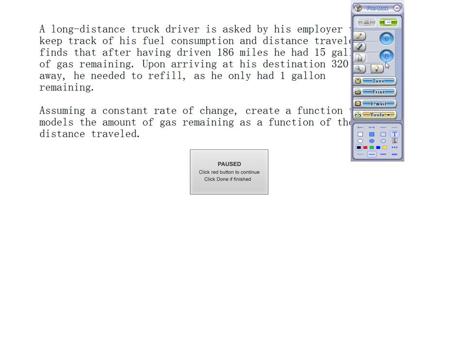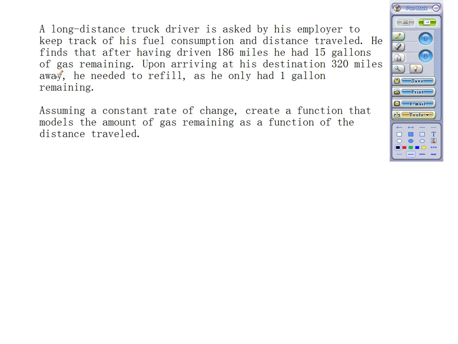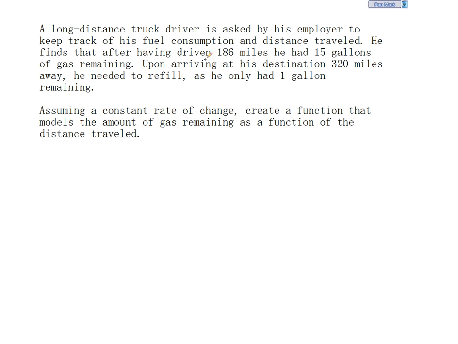Let's look at another one where we don't necessarily have the initial value. So this is the other type of situation which we want to model, where the initial value is not known. So let's see what's happening here. A long distance truck driver is asked by his employer to keep track of his fuel consumption and distance traveled. So fuel consumption and distance traveled is what we're looking at.